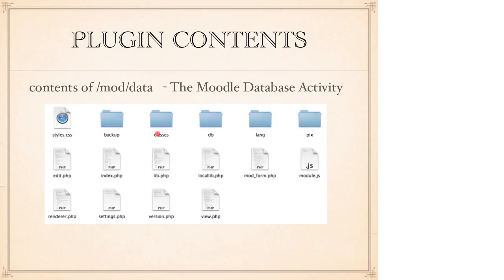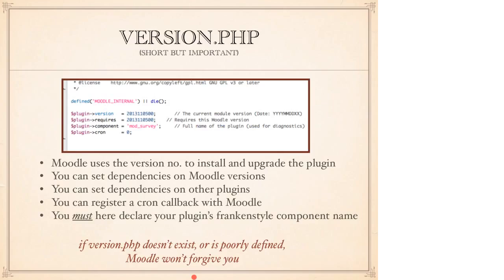You see we've got a backup folder, we've got the styles here, we've got a DB folder, a language folder, a Pix folder, Module.JS, which contains some JavaScript, and a few other things. But I'm going to go through now and just explain what those different files do. Version.PHP. This is usually a very short file, but it's really important. It's got really critical information in there, and if you get this wrong, things just don't work very well.